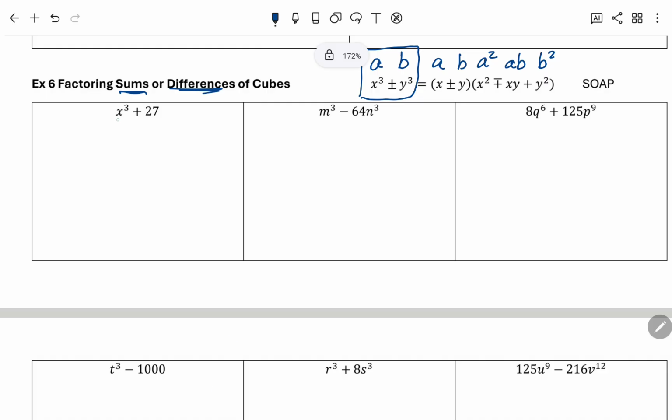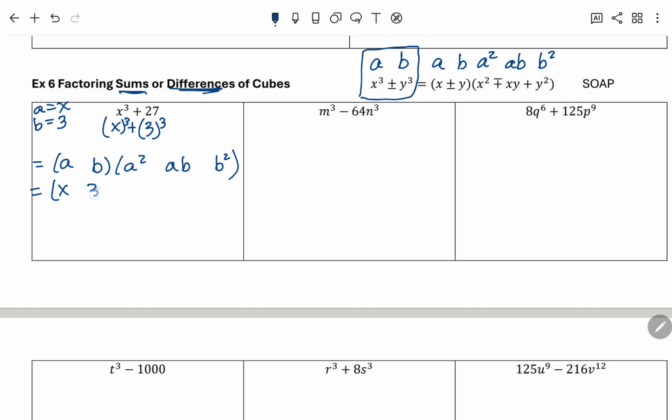I recognize that this is a perfect cube because it's x to the third power. And 27 is also a perfect cube because it is 3 to the third power. So I have a sum of cubes. That means that my A is x and my B is 3. So when the pattern for my answer says A, B, A squared, A, B, B squared, I'm going to write in x, 3, x squared, 3x, 9.